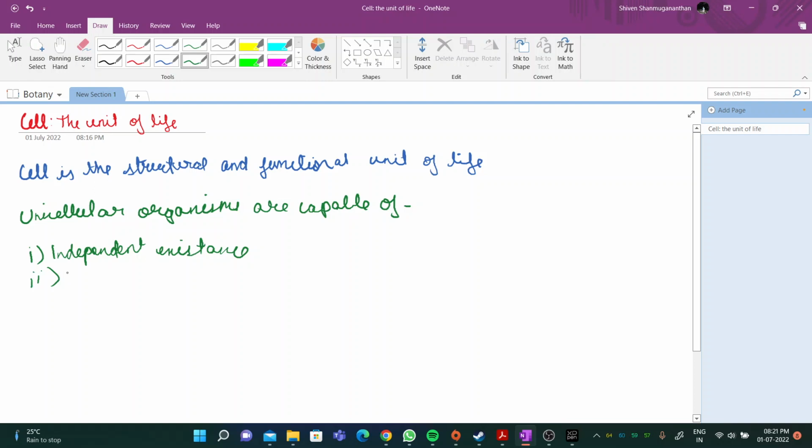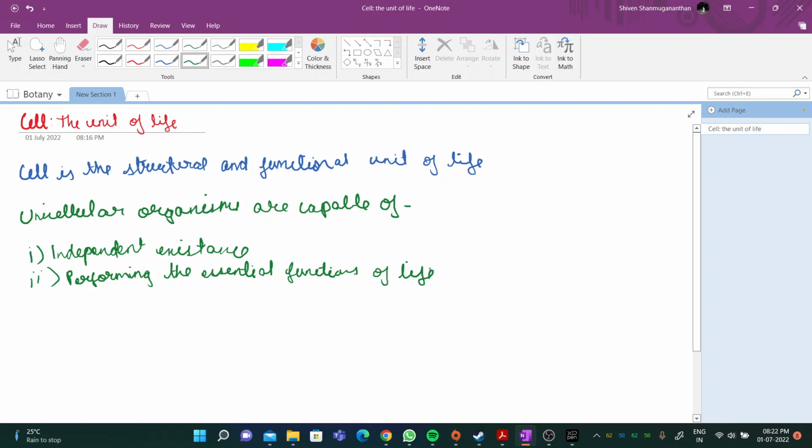So, performing the essential functions of life. Alright. Now anything less than a complete structure of a cell does not ensure independent living. Thus, the cell is the fundamental structure.